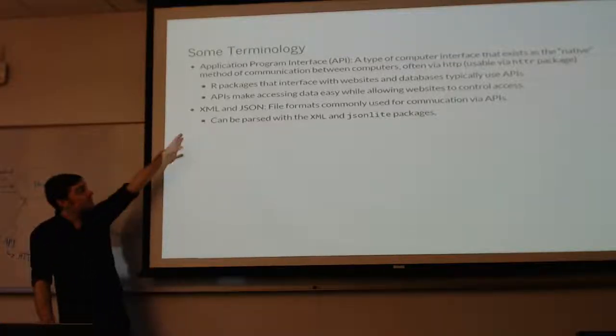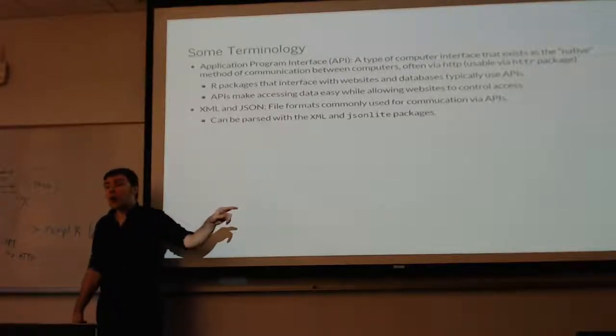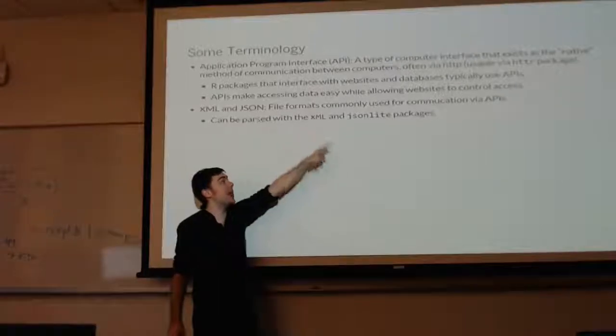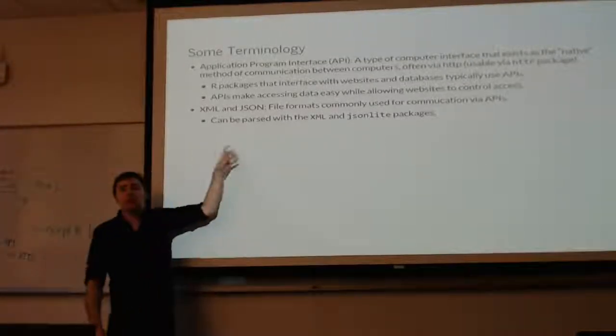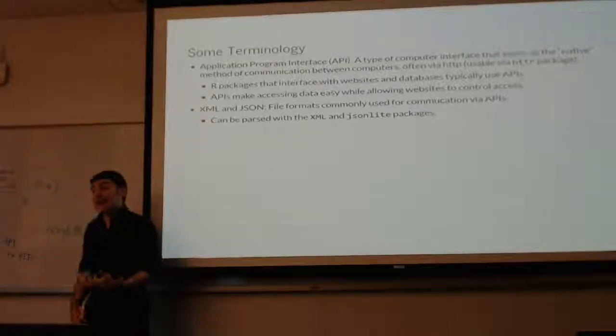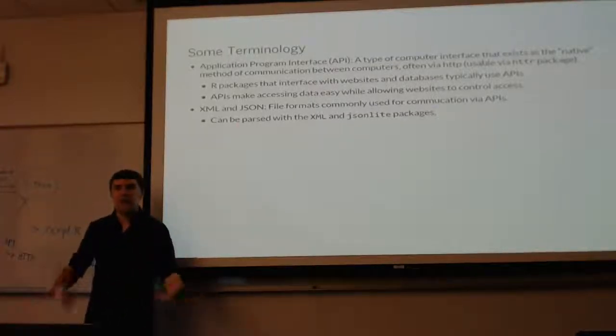So these types of files, XML and JSON, can be parsed in R into things like data frames and lists using the packages XML and JSON Lite. So R packages exist for translating this information for you, so you don't have to manually do it. Because otherwise you basically have to learn XML or learn JSON to parse this stuff. You don't, somebody else has already done it.